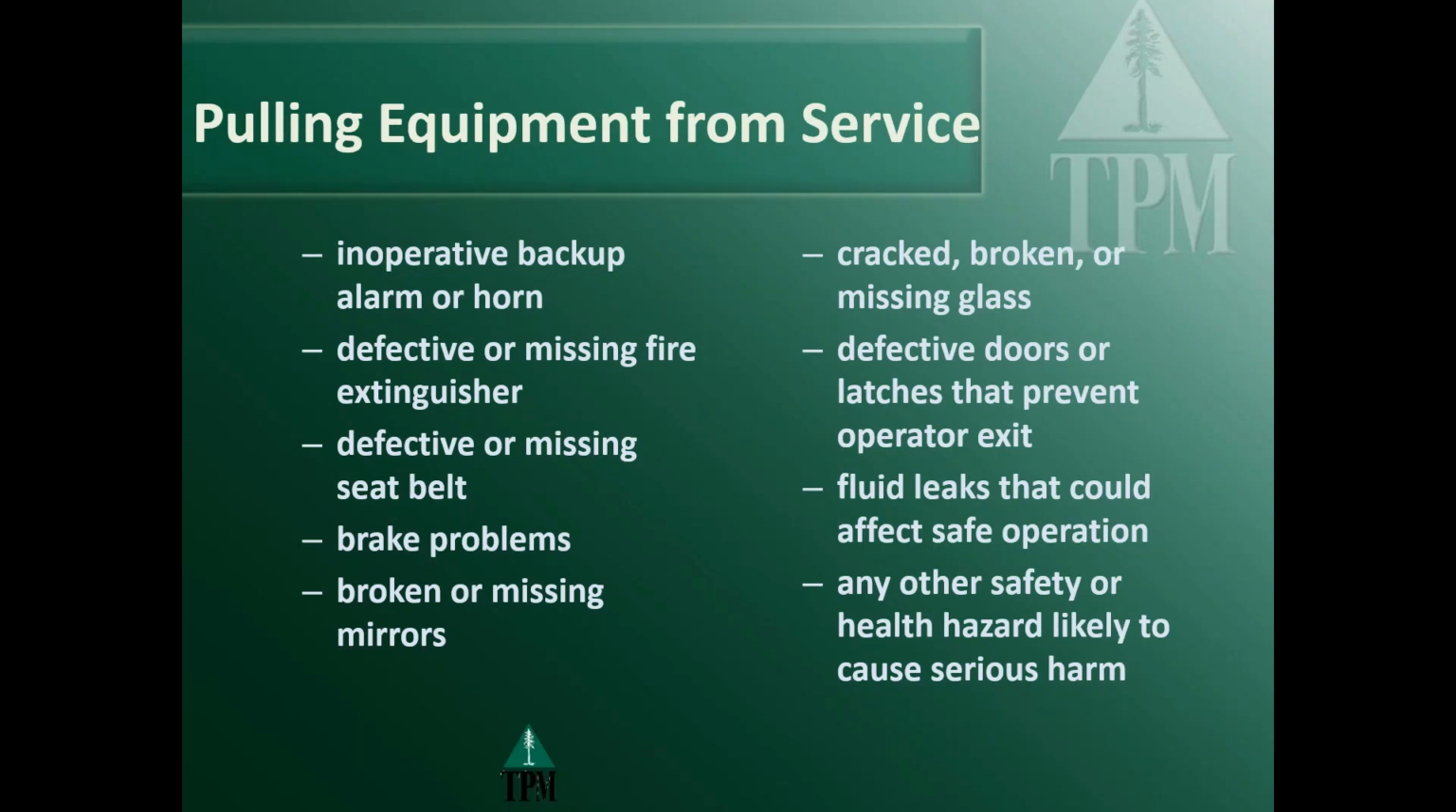And I get a lot of questions of when do I need to pull my equipment from service? If you've got a backup alarm or a horn that's not working, it needs to be pulled. If you've got a defective or missing fire extinguisher, the piece of equipment has got to be parked and pulled. If you've got a defective or missing seatbelt, brake problems, or mirrors that the manufacturer installed that are missing, then the equipment has got to be pulled out of service. If you've got cracked or missing glass, doors that won't shut or won't latch, fluid leaks, or any other safety or health hazard likely to cause harm, you need to be pulling that equipment out of service.